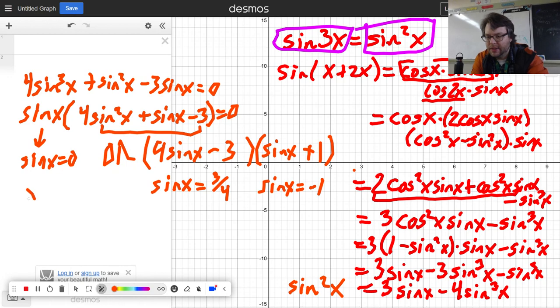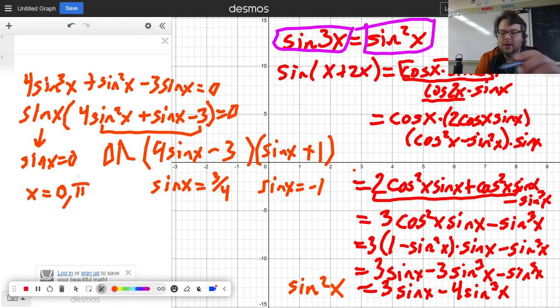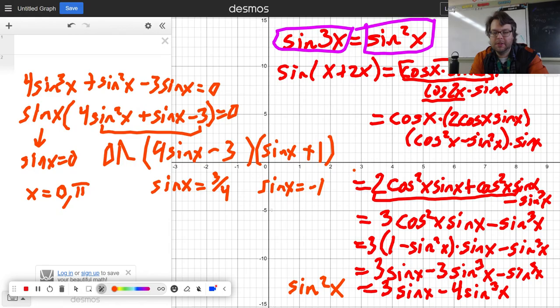I can find these answers just based on the unit circle, 0 and pi. I can find where sine equals -1 based on the unit circle, 3 pi over 2.